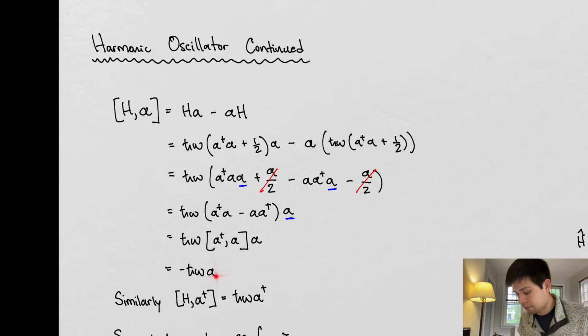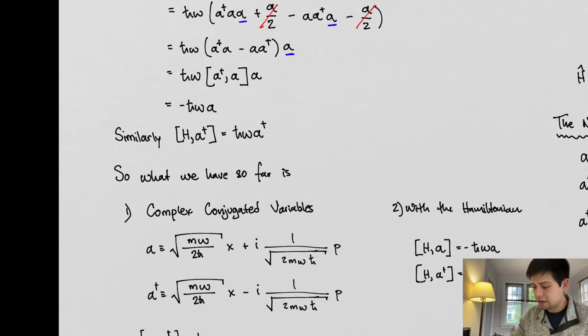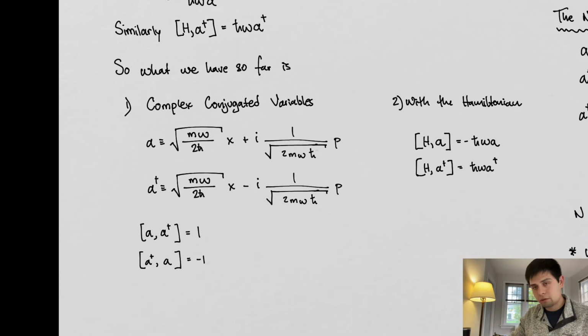So we see that when we commute the energy, or the Hamiltonian, with one of these variables, we get this interesting relationship back. Similarly, we can go through the same process and get this relationship. So what do we have? Summing up from the previous video and from what we have right now, we define these complex conjugated variables.